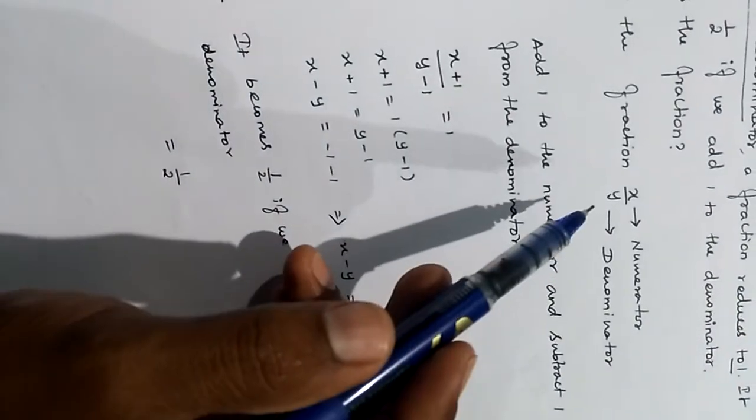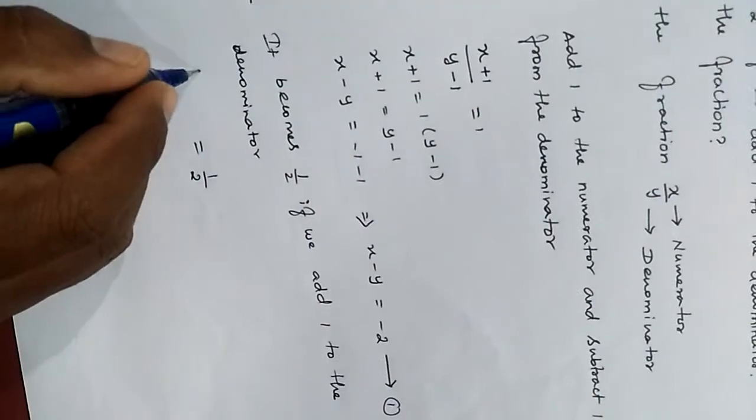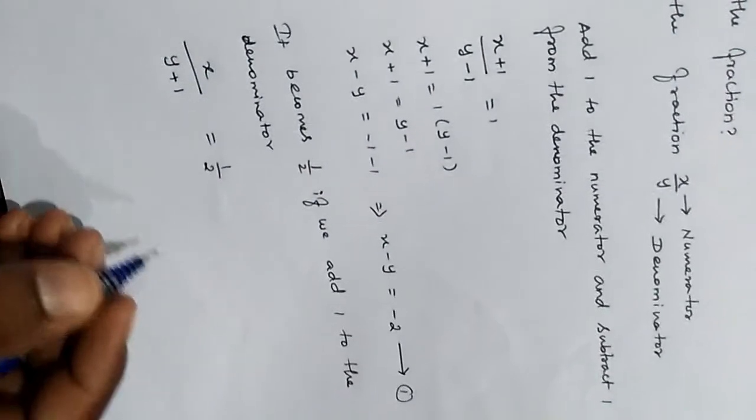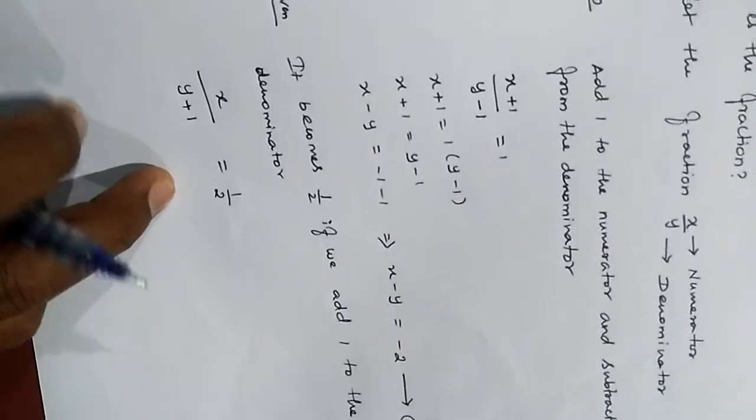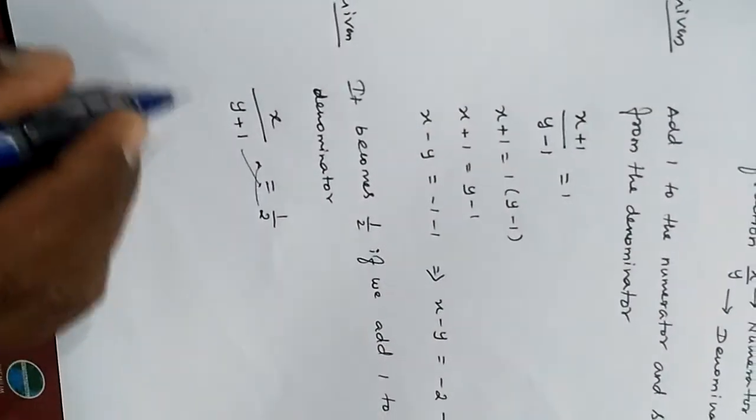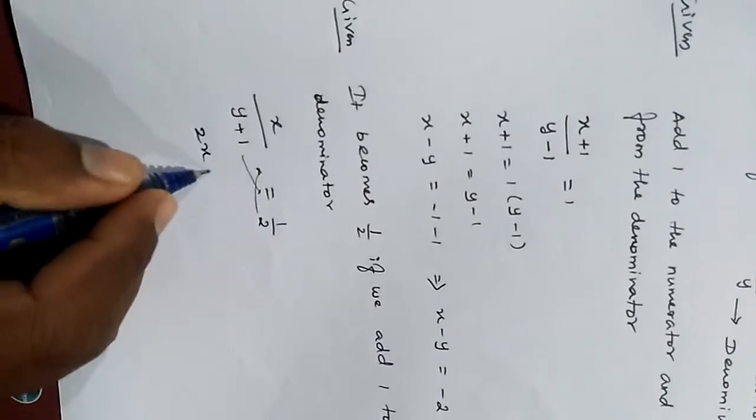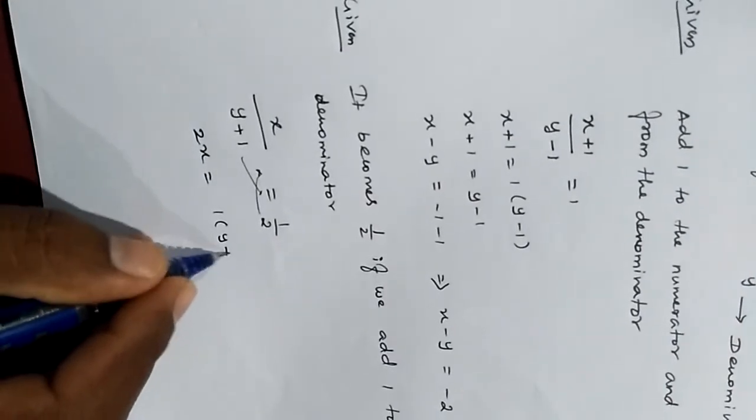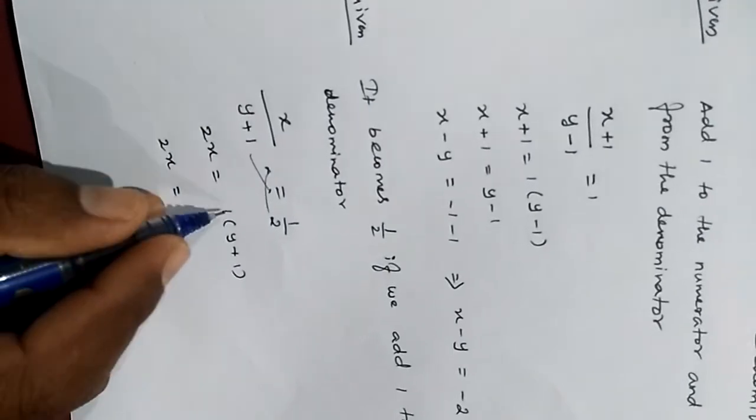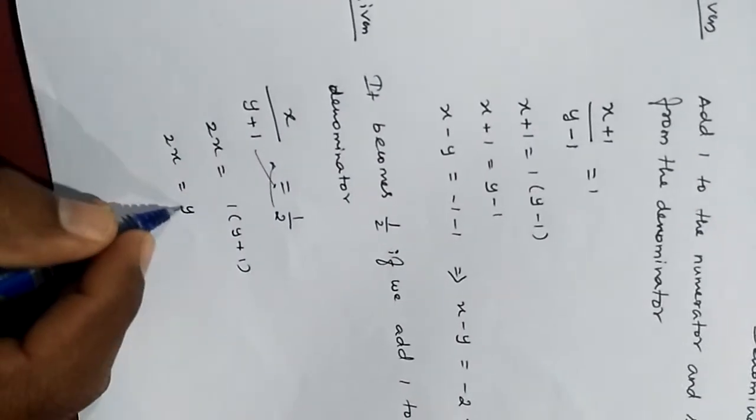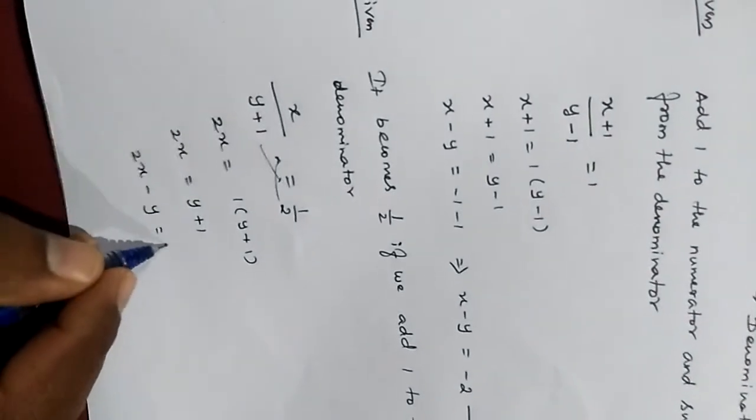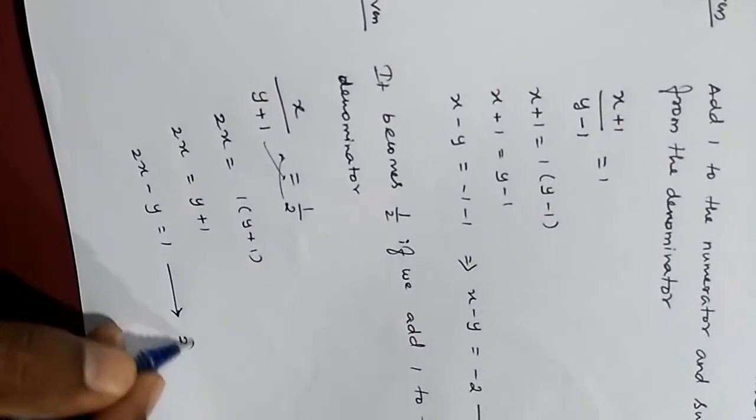So your denominator is y. The numerator as usual you can take, and in the denominator you add 1. Further, if you simplify this, you will get one more equation. Take the opposite, then you will get 2x equal to 1 into y plus 1. So 2x equal to y plus 1, then 2x minus y equal to 1 as equation number 2.